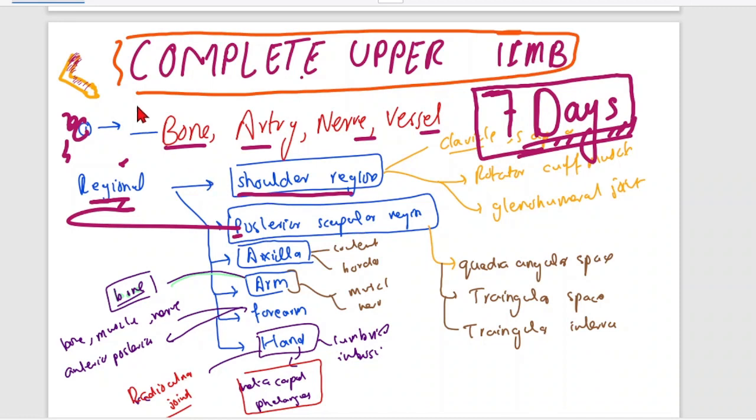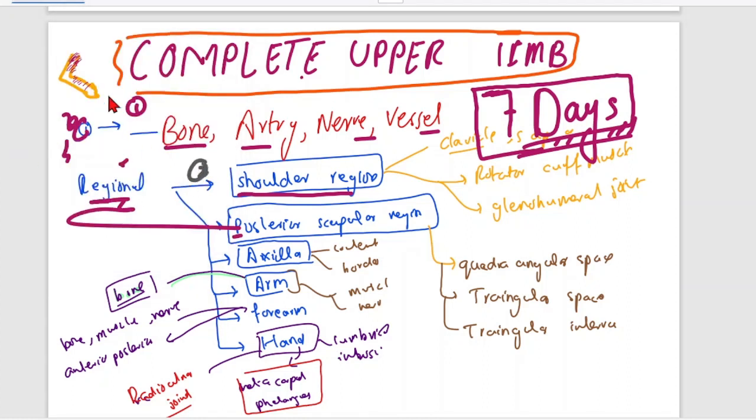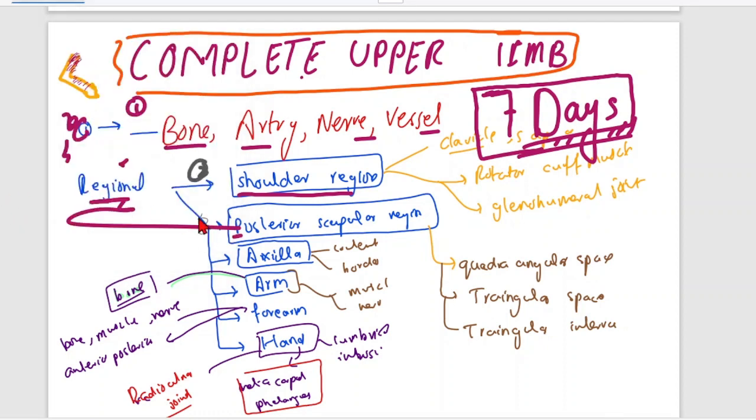On the first day, you have to read the bone, artery, nerves. On the second day, you have to read the shoulder region, all things about the shoulder region. On the third day, you have to read the posterior scapular region, quadrangular space, triangular space, all of them. On the fourth day you have to read the axilla, on the fifth the arm, on the sixth the forearm, and on the seventh day the hand. So in this way you complete the upper limb.